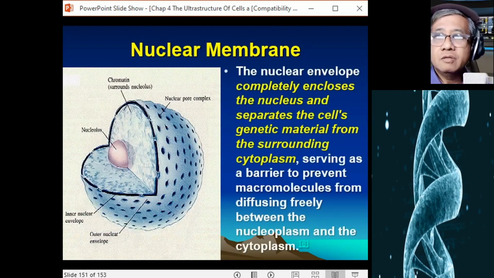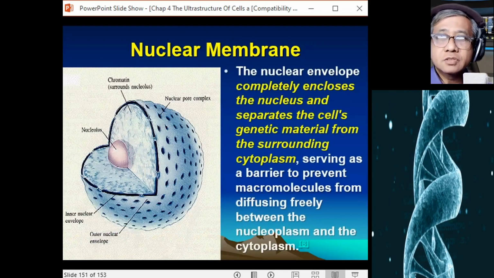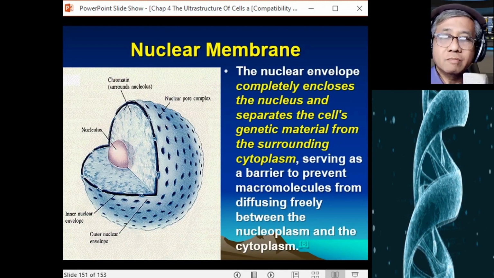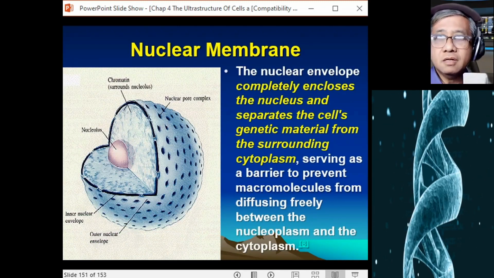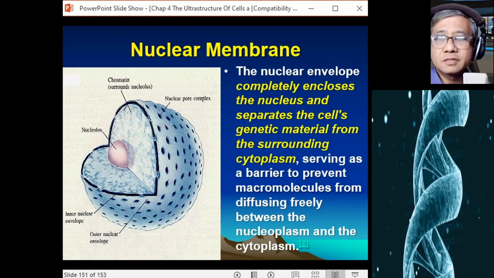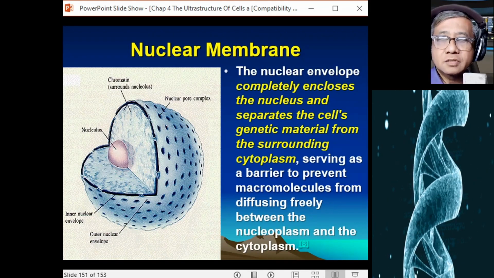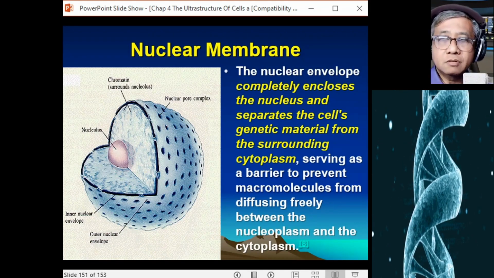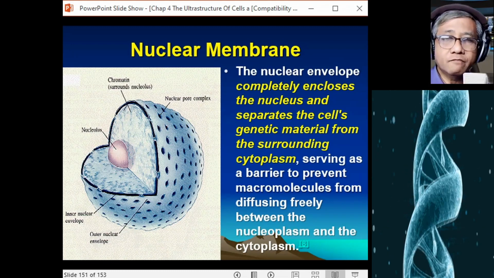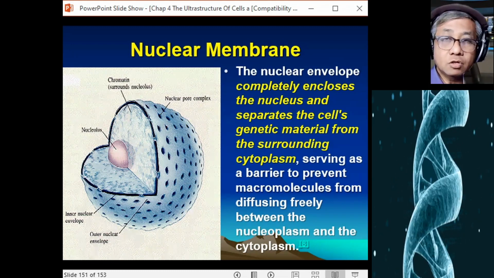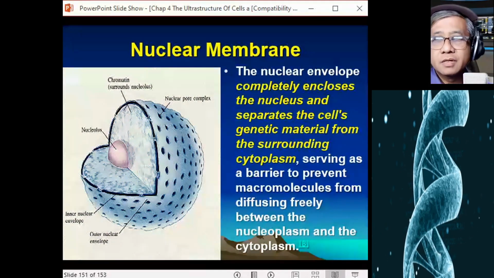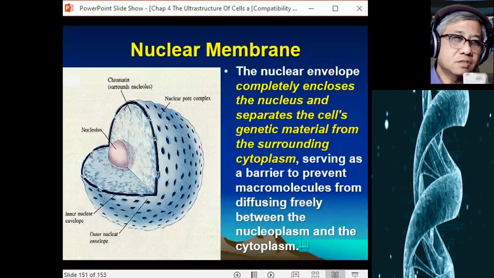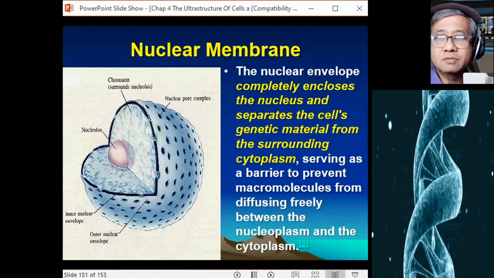The nuclear membrane or envelope completely encloses the nucleus, like I mentioned earlier, and separates the cell's genetic material, DNA, from the surrounding cytoplasm. It serves as a barrier to prevent macromolecules from diffusing freely between the nucleoplasm, that is the protoplasm inside the nucleus, and the cytoplasm, that is the protoplasm outside of the nucleus.